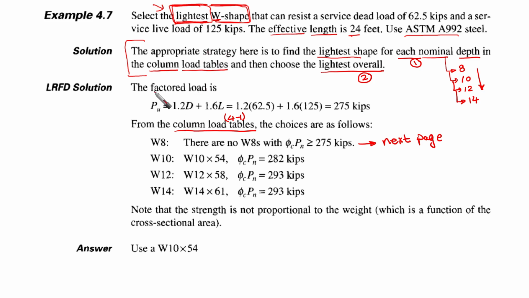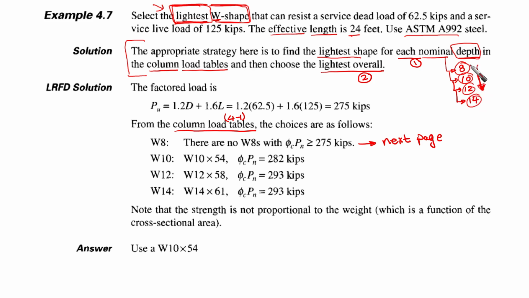We are going to the column load tables, and then we're going to investigate the lightest shape for each nominal depth. You are going to find in the table different nominal depths. You're going to start from 8, for example, then 10, 12, 14. This is the nominal depth, and it is increasing here. You are going to find 8 in the bottom, and above it 10, and then 12, 14, and so on.